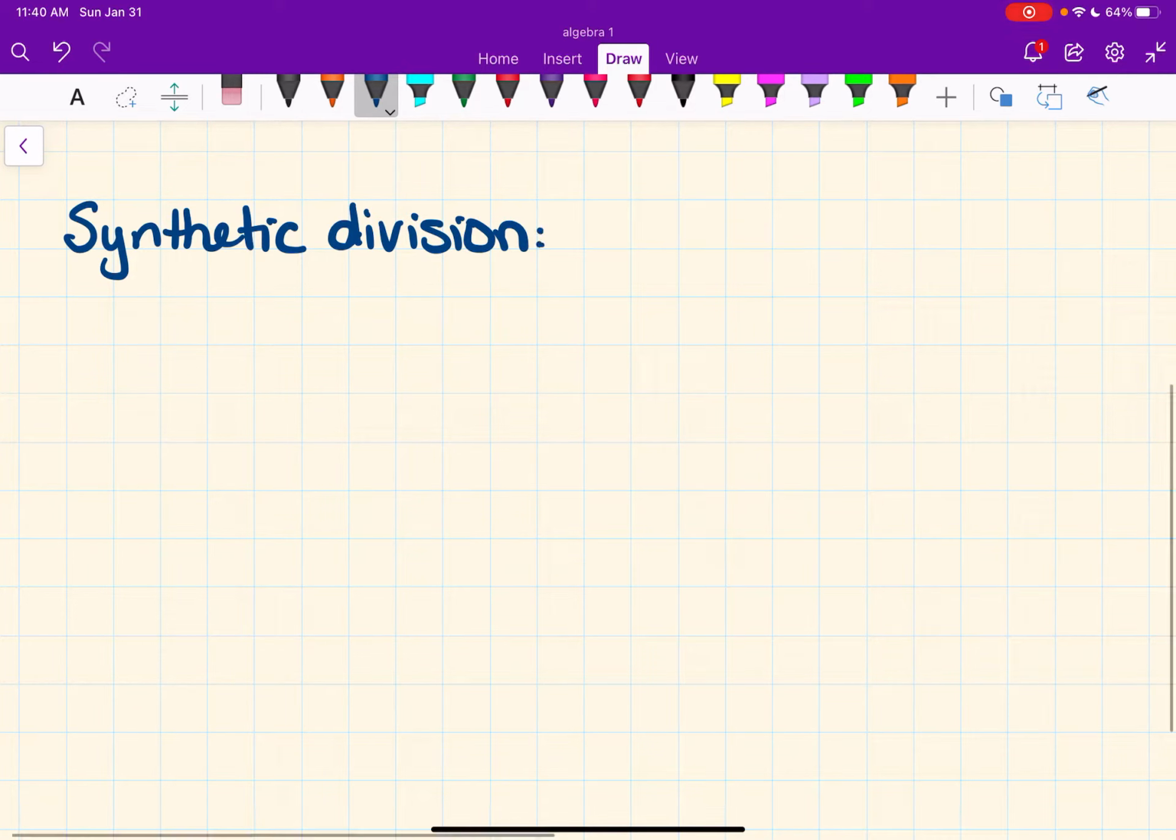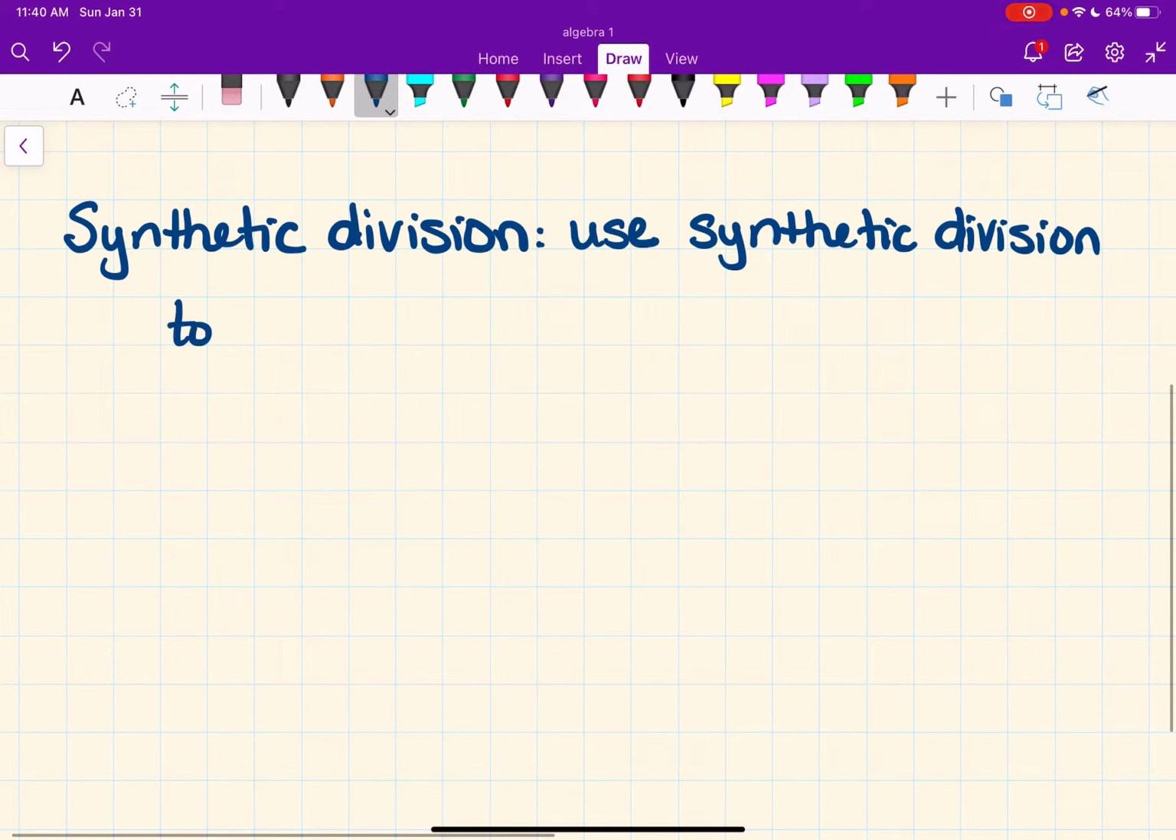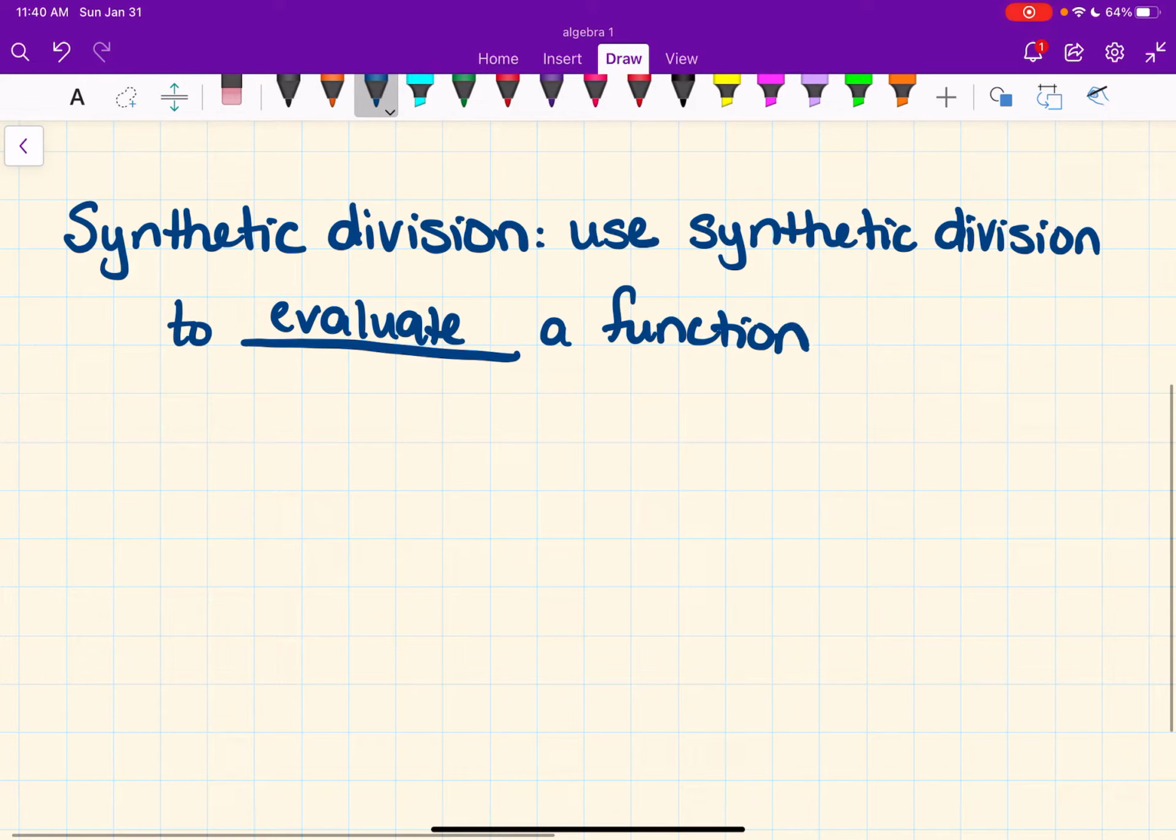Okay, we're going to use synthetic division to evaluate a function. So it's another way to find the solution. Besides just plugging it in like we did back in 7.1, we can use synthetic division to find the solution, because the remainder will be the solution.